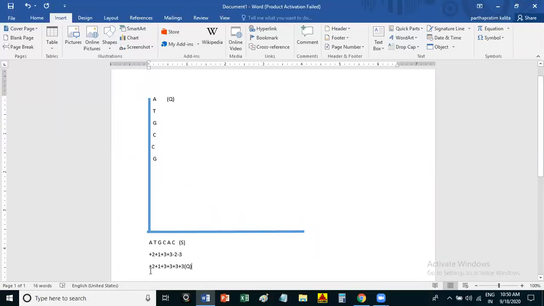For A it is getting 2. For T it is getting 1. For G it is getting 3. For C it is getting 3. Like this. As a whole, without comparing your query with the subject, they get one score, and that score is your maximum score. Maximum score is what you can get from a sequence. And total score is what you get when you compare your sequence with the database.